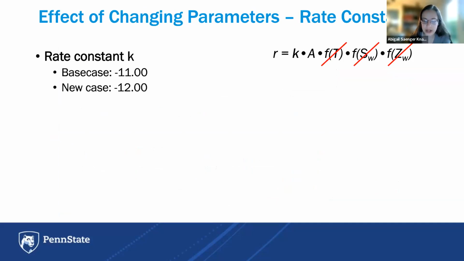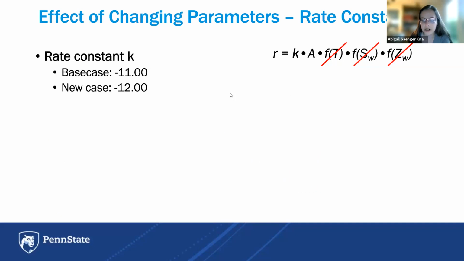First, let's try changing rate constant K. Our simplified reaction rate equation is R equals K times A. So we expect that the reaction rate will decrease with a decrease in K. We will change the K value from -11 to -12, which is a decrease for this logarithmic value by an order of magnitude.